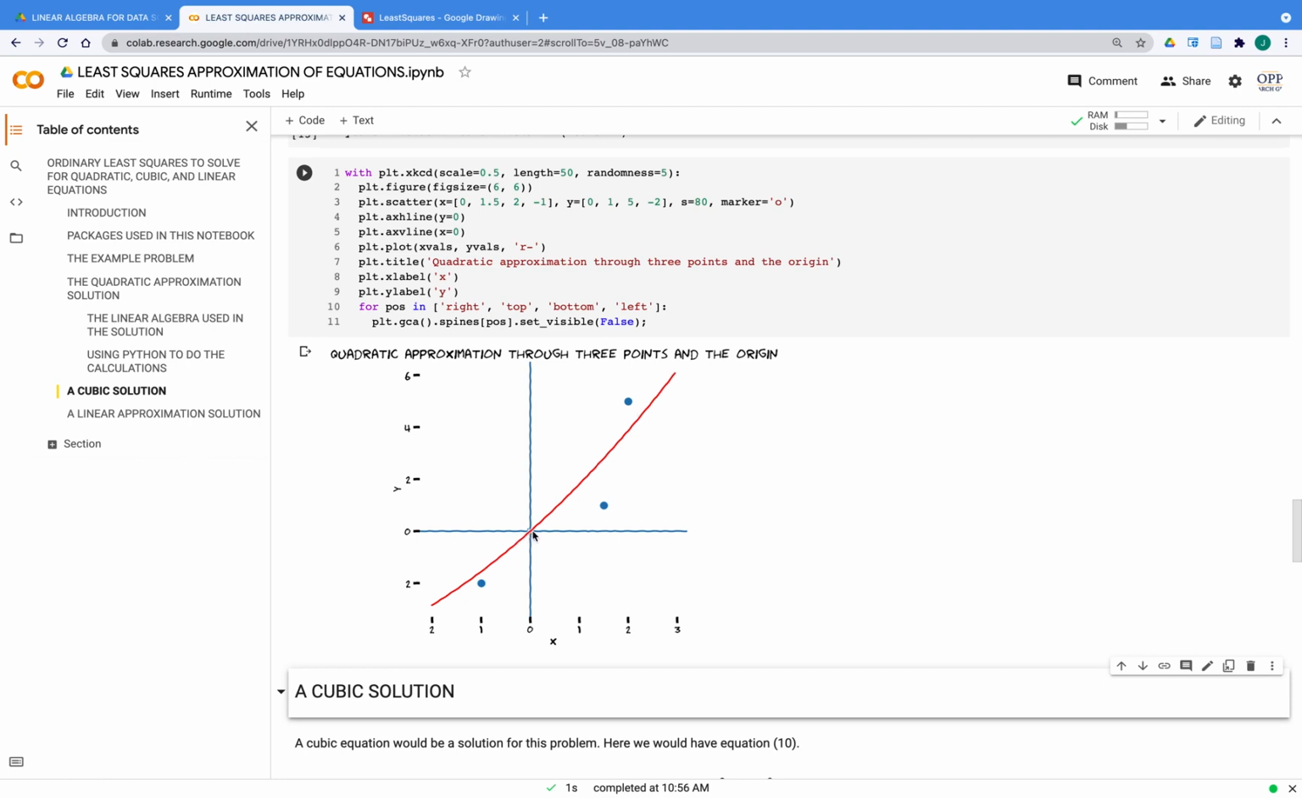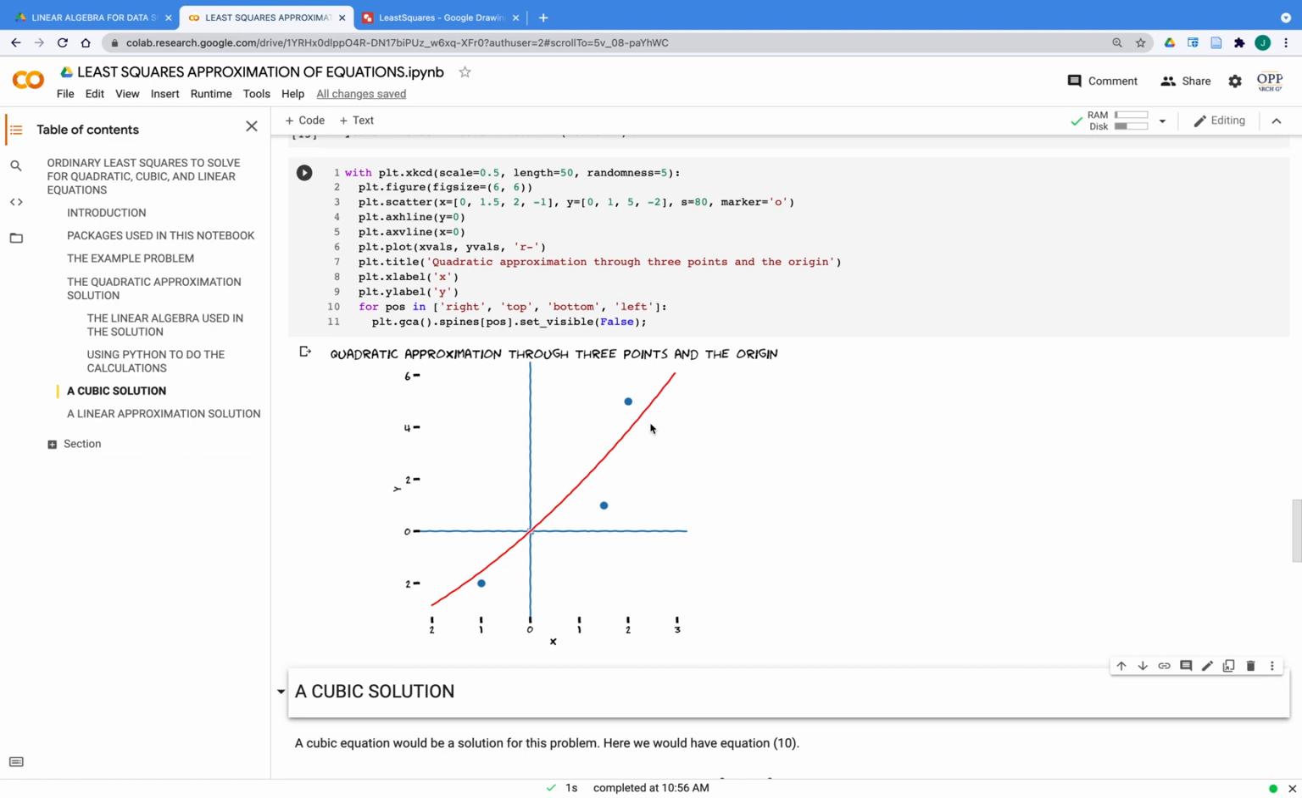Of course, we did not put a y-intercept, so it's going to go through the origin. And there are my 3 points, and it is an approximation. You can see it's starting to curve, so it is going to be a parabola, and it is the best fit to these 3 points.